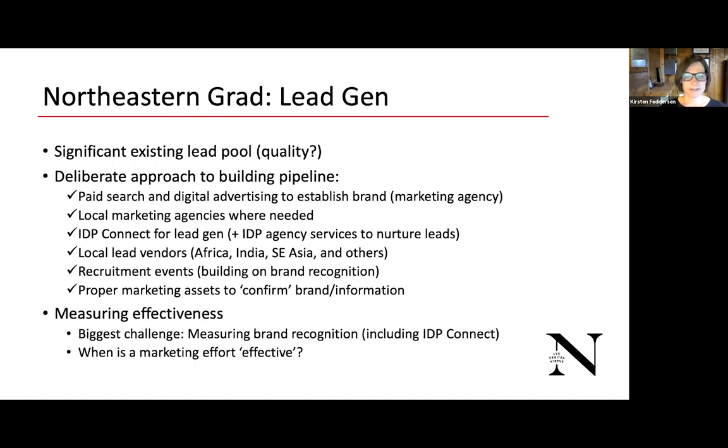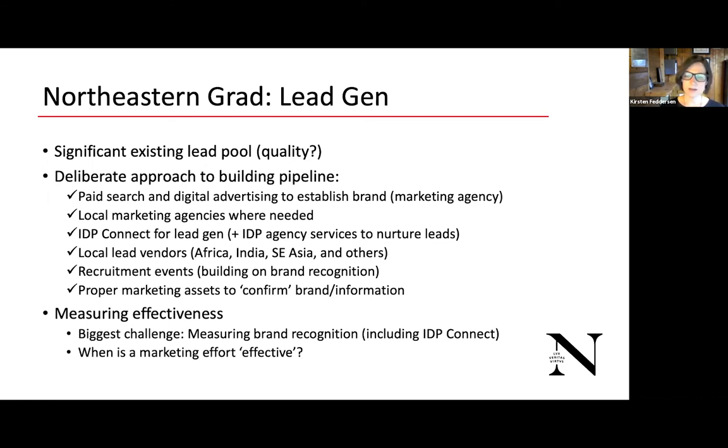So how do we measure effectiveness of all of this? One of the biggest challenges for us certainly is measuring the outcome of brand recognition, or measuring the recognition of our brand from some of these initiatives that have served just that purpose. And this includes IDP Connect as well. However, what we've seen in a number of cases is when we take those efforts away, it impacts the pipeline. So it's an investment that we are willing to make, and that has served us well so far.